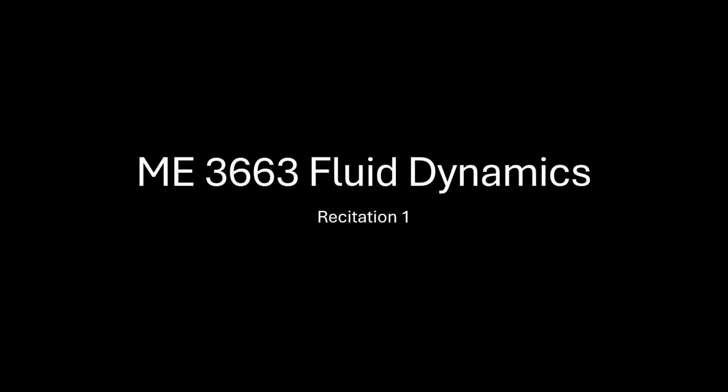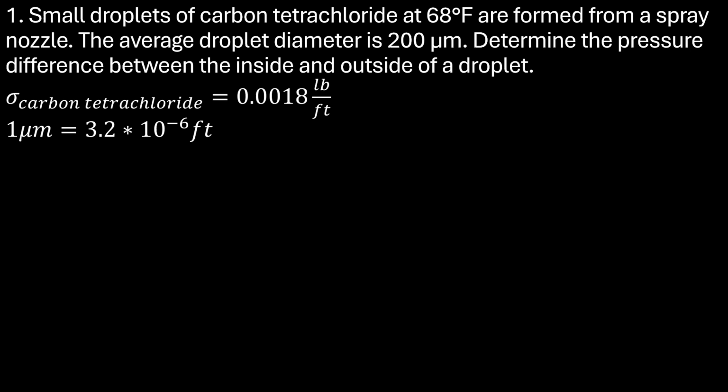Hello, everyone. In this recitation, we're going to walk through a practice problem that is going to be representative of what you can expect to see on exam 1. The problem reads, small droplets of carbon tetrachloride at 68 degrees Fahrenheit are formed from a spray nozzle. The average droplet diameter is 200 micrometers. Determine the pressure difference between the inside and outside of a droplet.